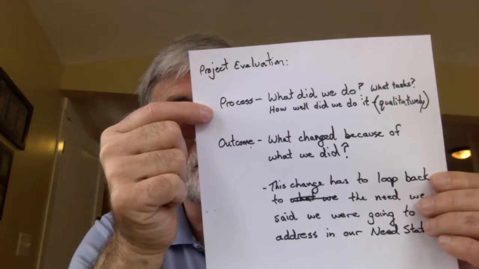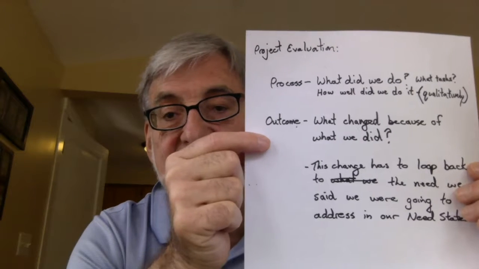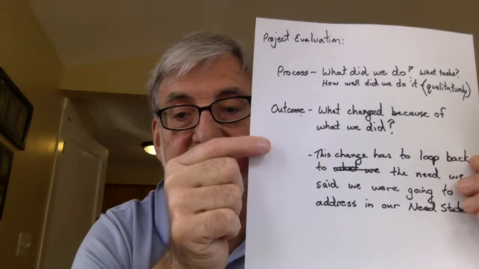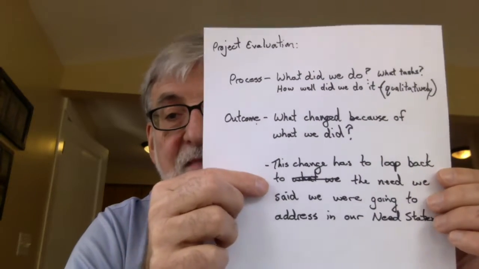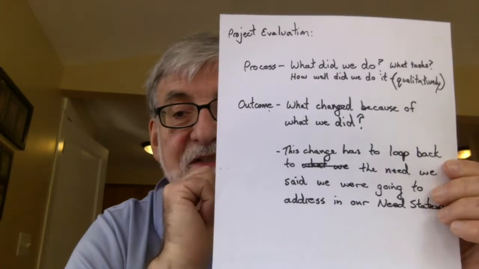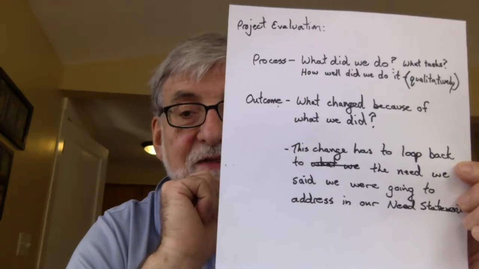Okay, so that's the process evaluation, and then the outcome evaluation is essentially, well, if we did all these things in the process, did anything change? Did anything change because of what we did? And again, this change has to loop back to the need we said we were going to address in our need statement way back in the beginning.